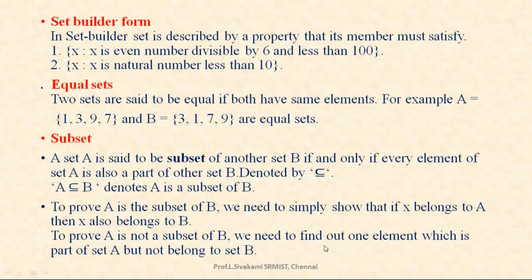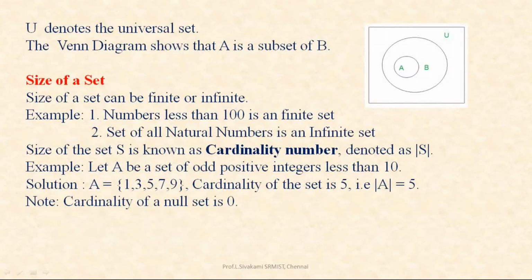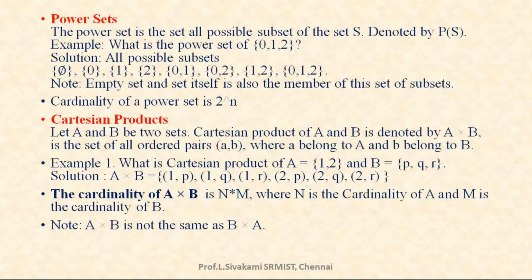Now, the next definition is the power set. The power set is the set of all possible subsets of the set S. For example, what is the power set of {0, 1, 2}? The solution: all possible subsets are the empty set, {0}, {1}, {2}, {0, 1}, {0, 2}, {1, 2}, and {0, 1, 2}.